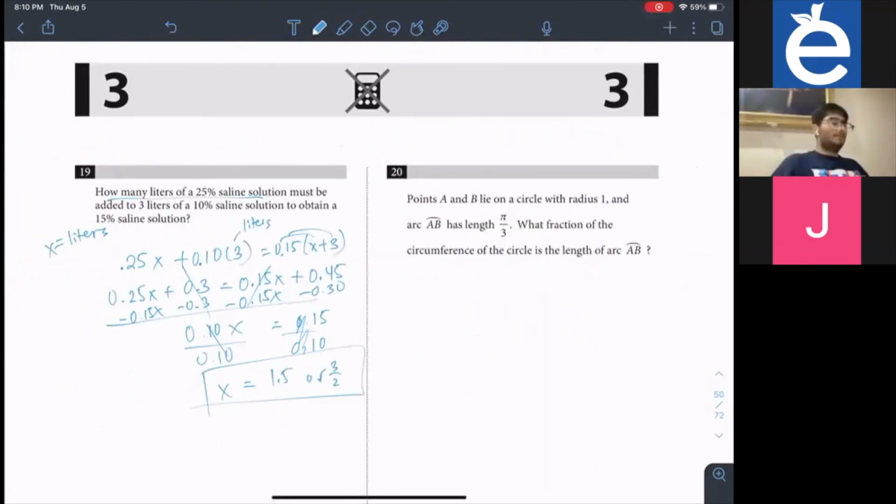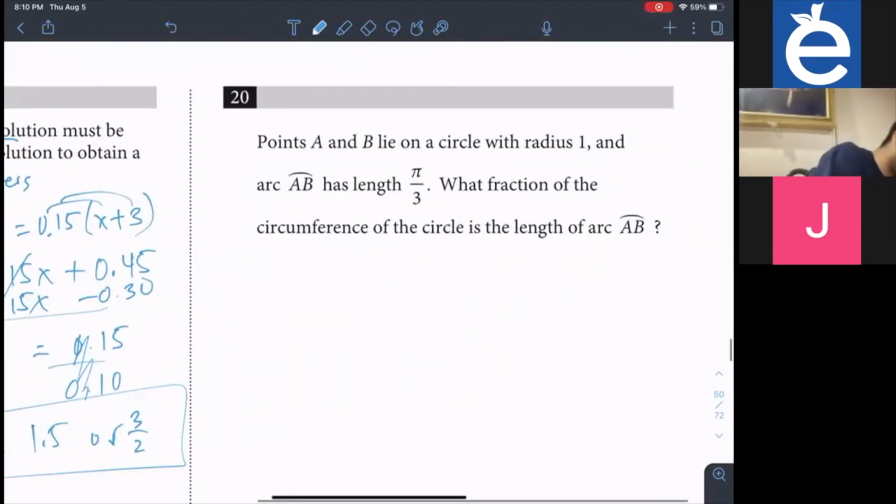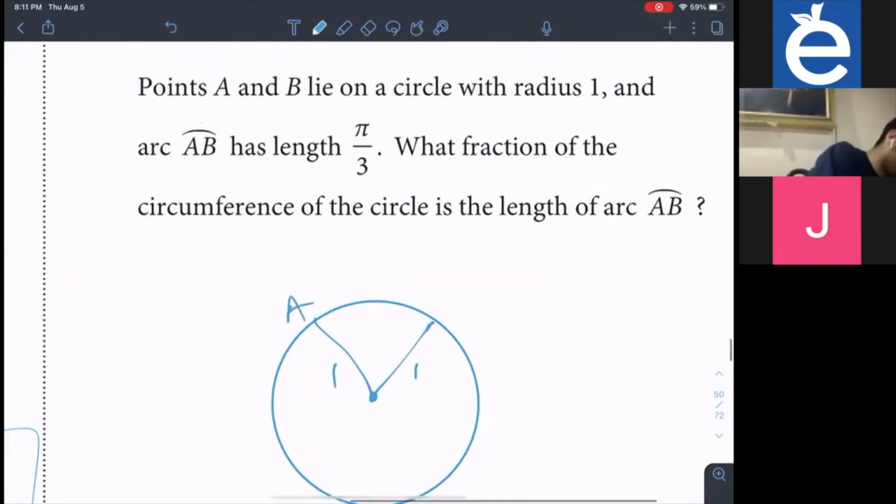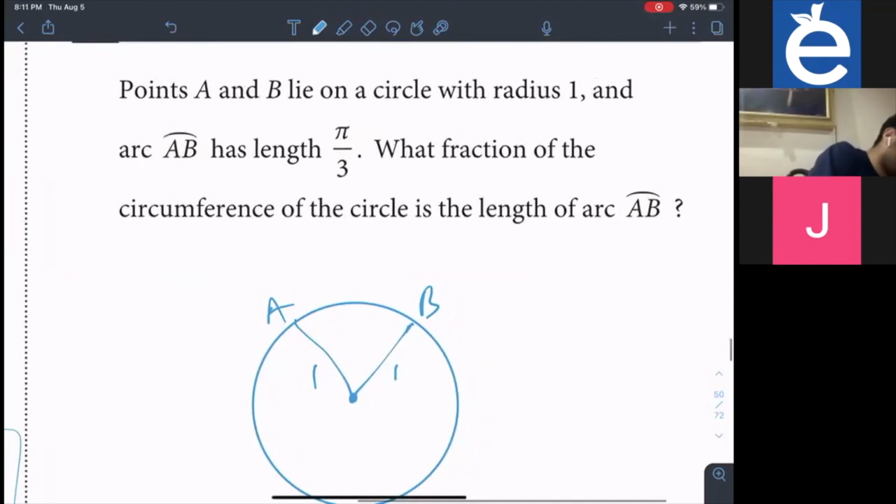Last question. Points A and B lie on a circle with radius 1. So let's draw the circle. Radius 1. So the center, 1, 1. And point A can be here, and arc AB has length of pi over 3.